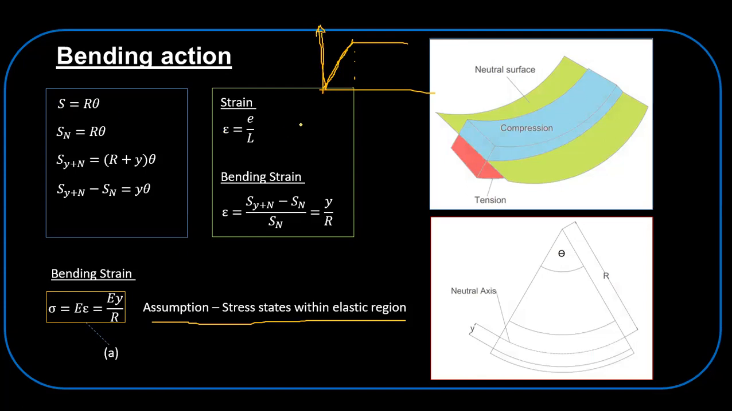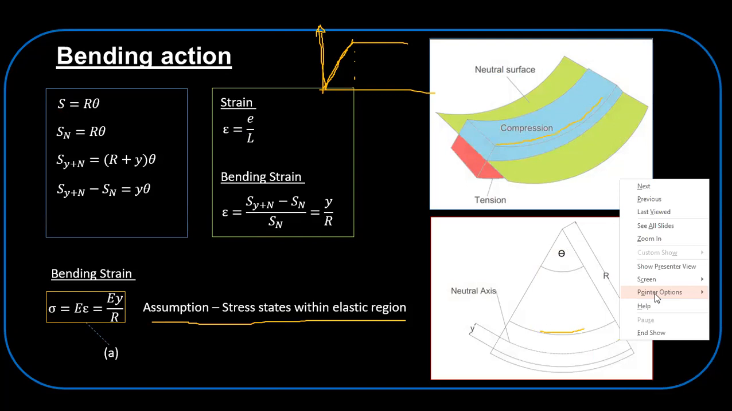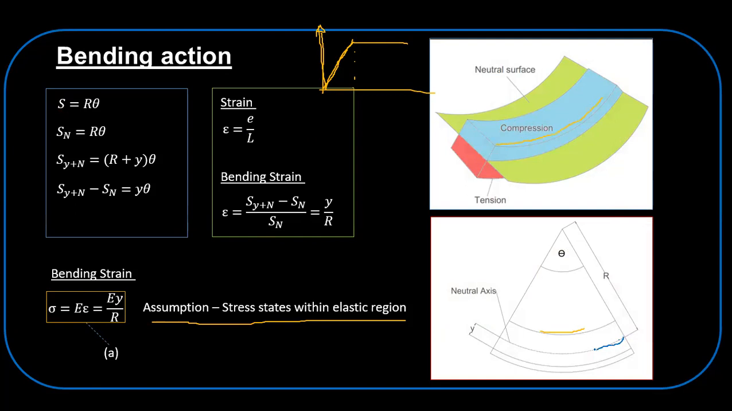Let's consider this beam. If we bend this beam and consider this particular fiber, it is going to be compressed. Can you see this? Let me draw this. Compared to this one, this length has reduced, so that means it is compressed.